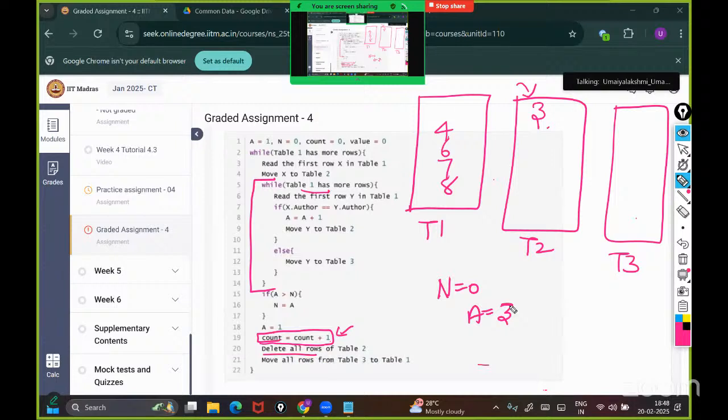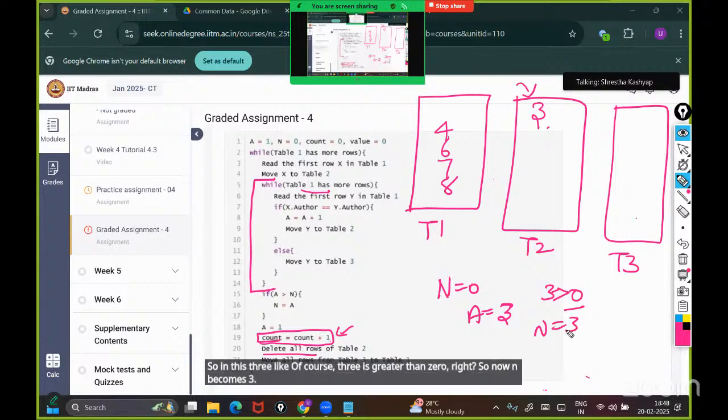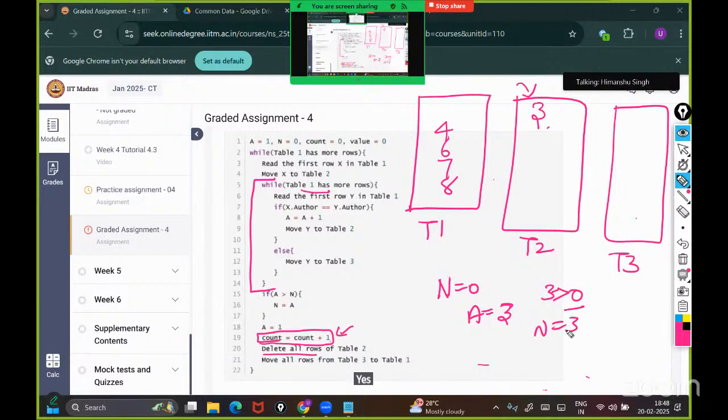So n is 3. Of course 3 is greater than 0, right? So now n becomes 3. I think they all are confused from the 18th line. Why? Okay, got it. People don't get confused from here.